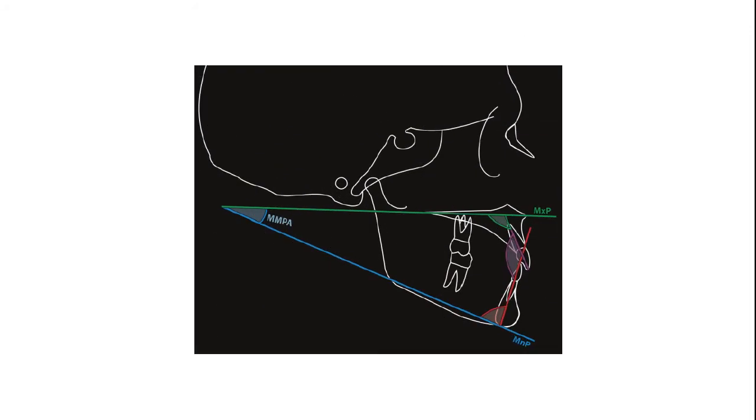Okay, let's continue with the inclination of the maxillary to the mandibular incisors. The inter-incisor angle, which has a normal value of 133 degrees plus or minus 10 degrees, was described by William Downs and is the posterior angle formed by the intersection of the long axis of the maxillary and mandibular central incisors.